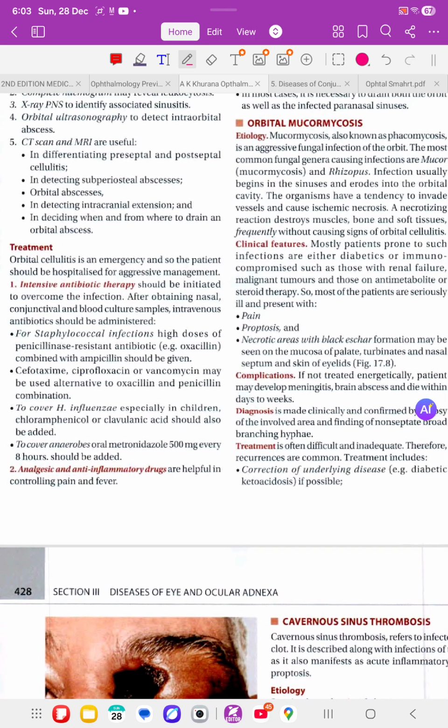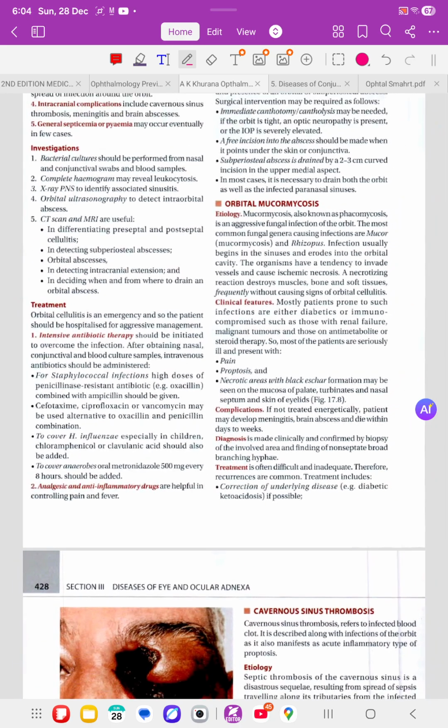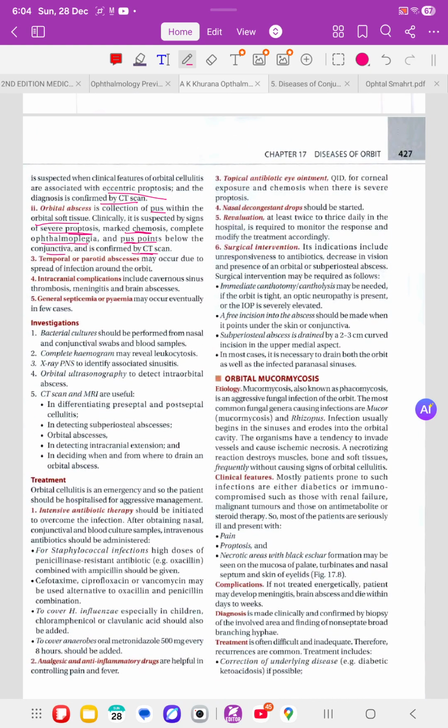In antibiotic therapy, use penicillin against staphylococcal infection. Use cephalosporins as an alternative to penicillins, and for anaerobes we have to use metronidazole. For H. influenzae we have to use chloramphenicol or clavulanic acid. Analgesics and anti-inflammatories are helpful in controlling pain, along with NSAIDs. Topical antibiotic eye ointments can also be given. Nasal decongestion should be started. Reevaluation twice to thrice daily in hospital is required to monitor response and modify the treatment accordingly.